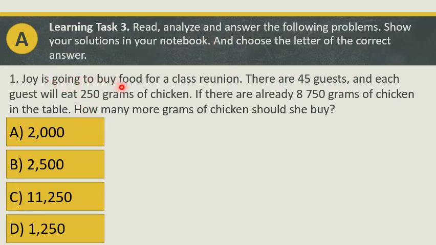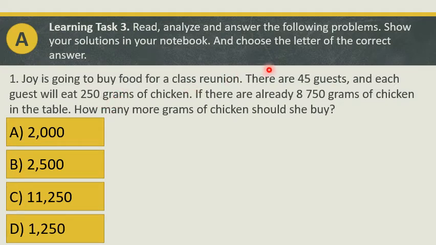So, Joy is going to buy food for a class reunion. There are 45 guests, and each guest will eat 250 grams of chicken. If there are already 8,750 grams of chicken in the table, how many more grams of chicken should she buy? So, una natin gawin dito is to solve muna kung ilan lahat o ano yung timbang ng lahat ng chicken.